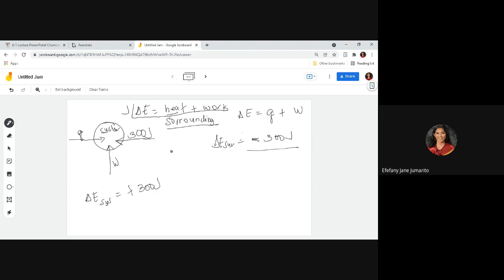Now, that's why we have the sign of positive. Whenever the system absorbs, gains energy, it increases, so it has the sign of positive. If the system releases heat, Q will be negative. Whenever we release heat, Q is negative. Whenever we absorb heat, Q is positive.